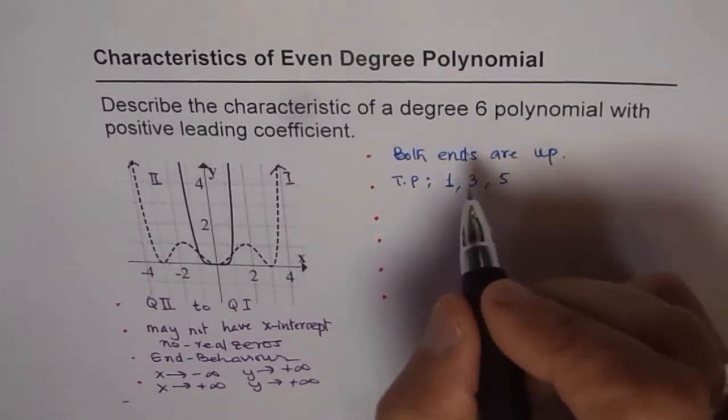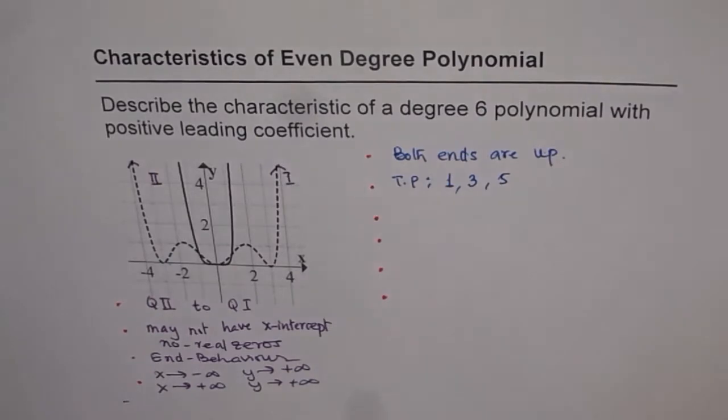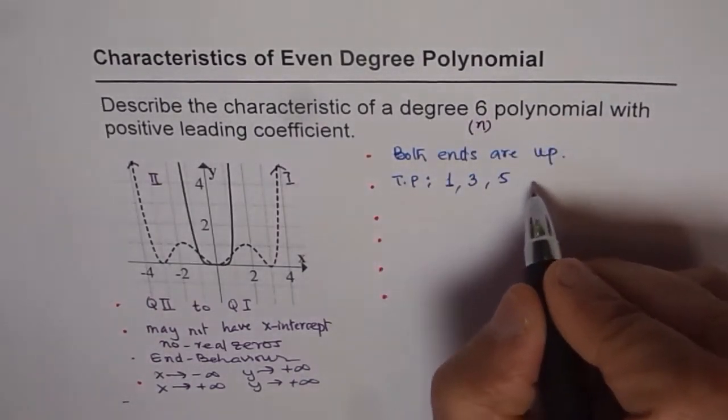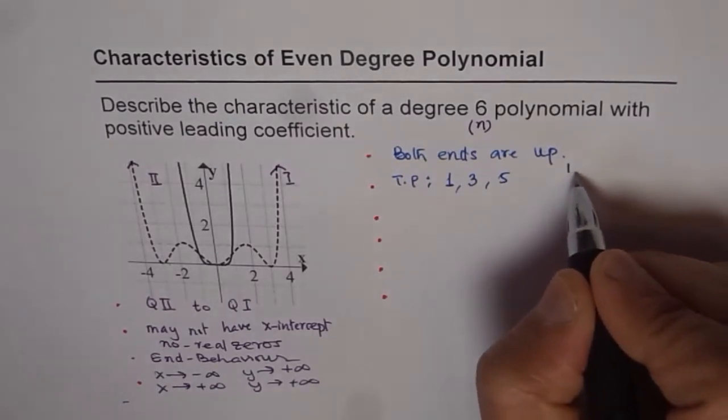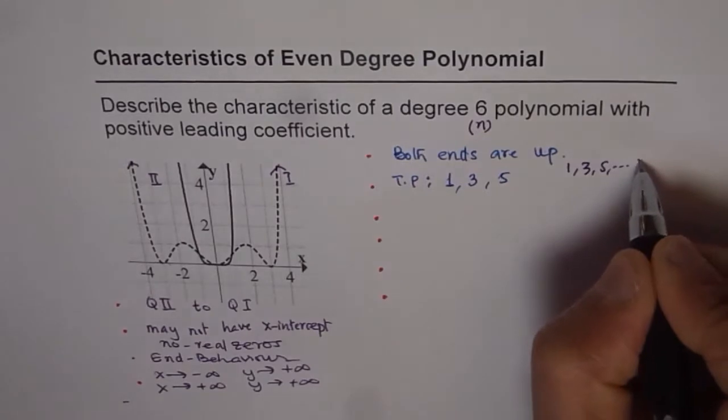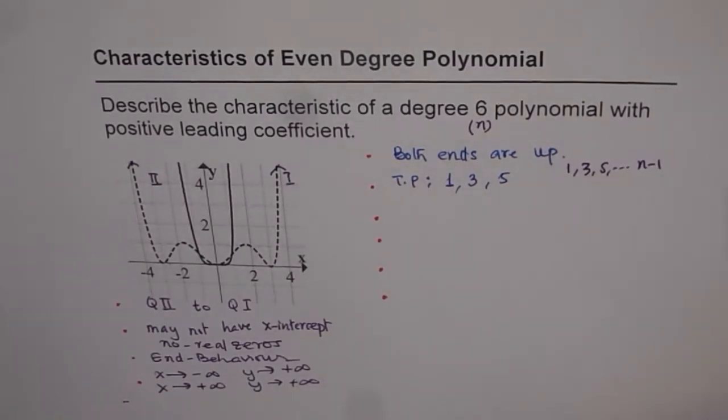In general, if it is degree, now let me put a number here as n, which is n is even, then the number of turning points will be odd numbers like 1, 3, 5 till n minus 1, correct? So that is in general turning points.